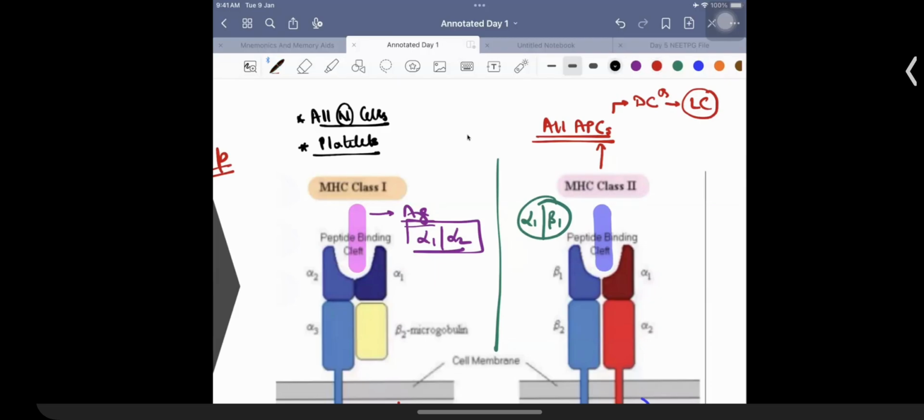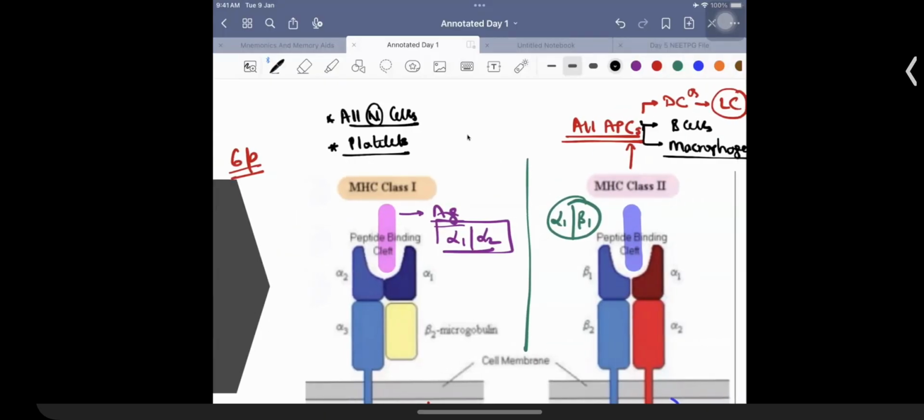What are the other examples of antigen presenting cells? The other examples are B cells. A third example of antigen presenting cells is macrophages. So even this very basic piece of information is going to come in very handy for cracking questions in your exam.